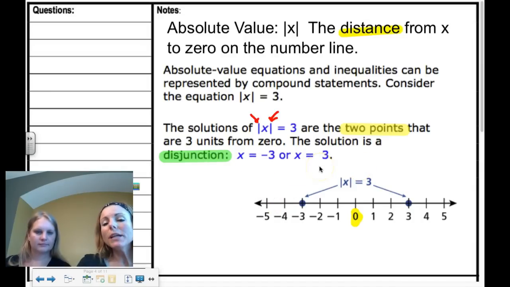And notice, I want to point this out before we go on to an example, you're going to get 2 answers when you're solving an absolute value equation, because there are 2 different numbers in this case that are a certain distance away from another number, because you have numbers to the right and numbers to the left.